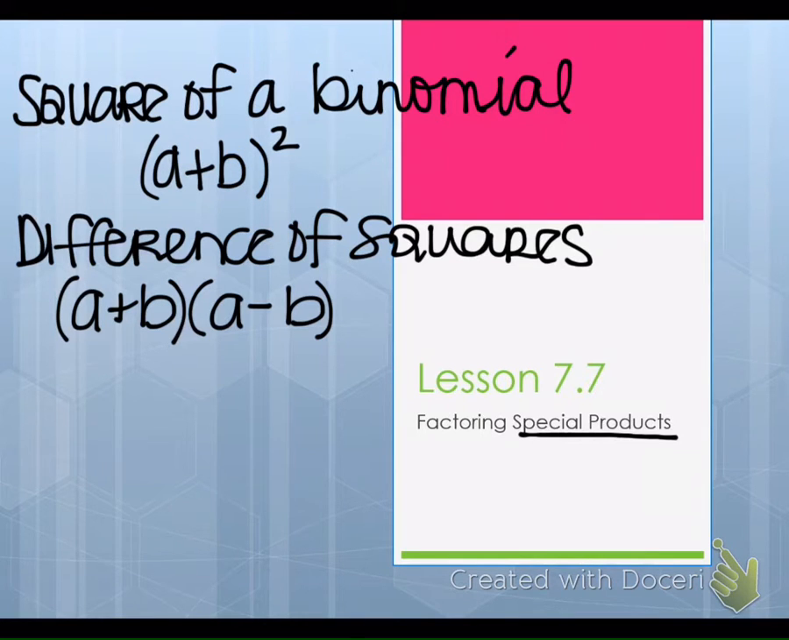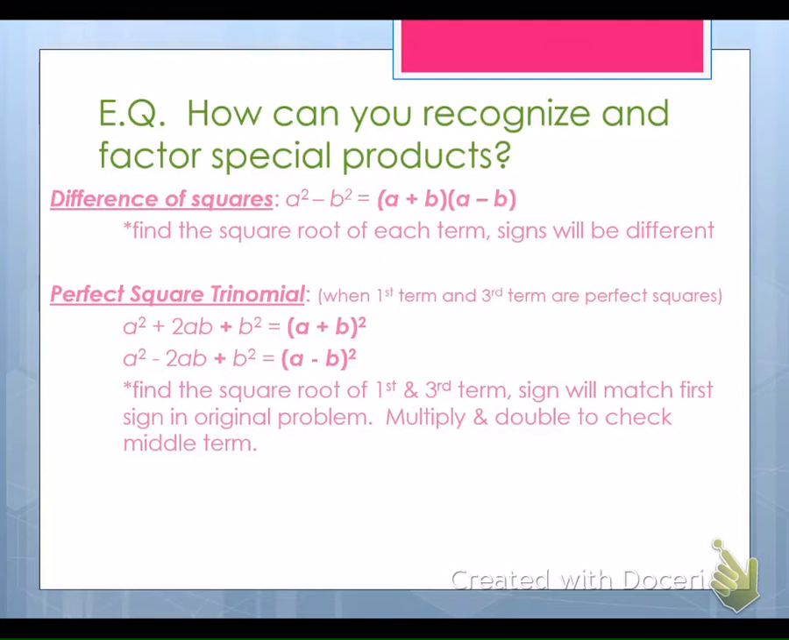Again, factoring is the opposite of FOILing or multiplying. So that's what we're doing. We're taking these special products and I'm going to teach you how to factor them quickly. All right. Now, the essential question, how can you recognize and factor special products? The key word right there is recognize. If you aren't getting in the habit of recognizing what a special product looks like, then obviously you're not going to try to factor with the shortcut.